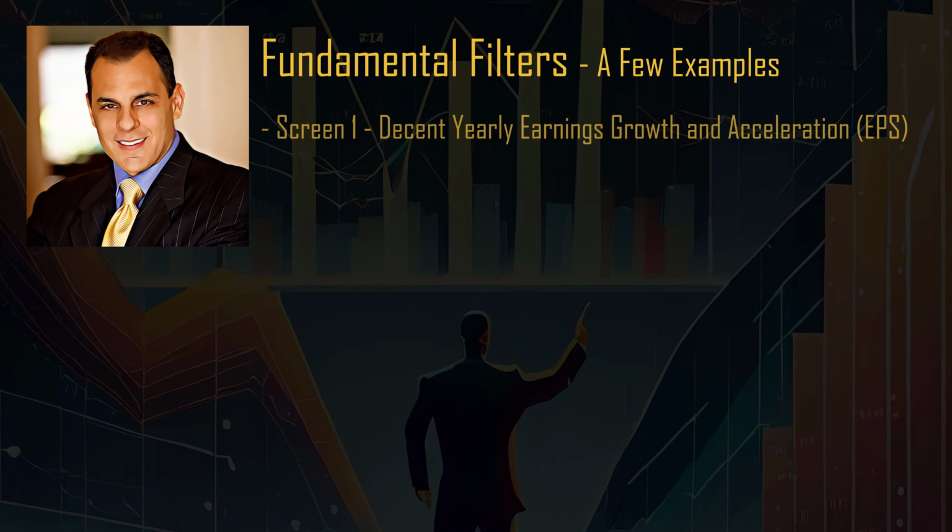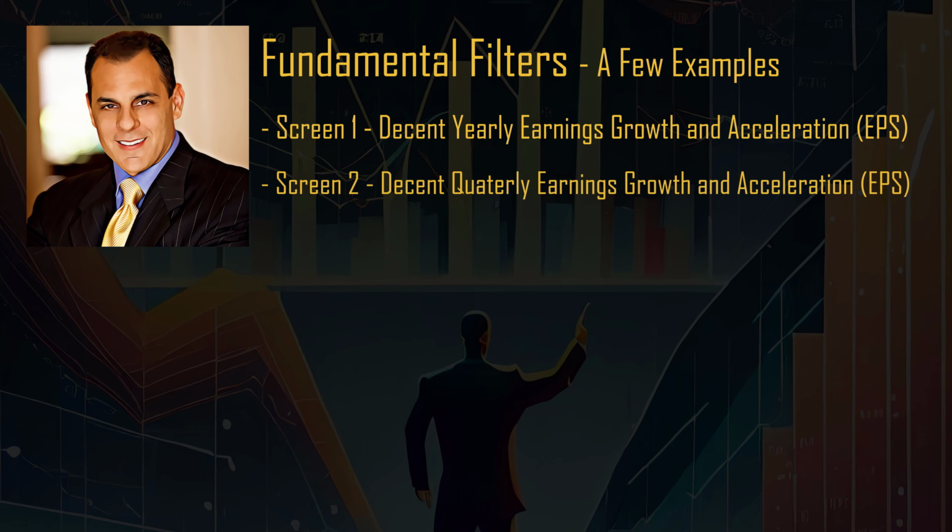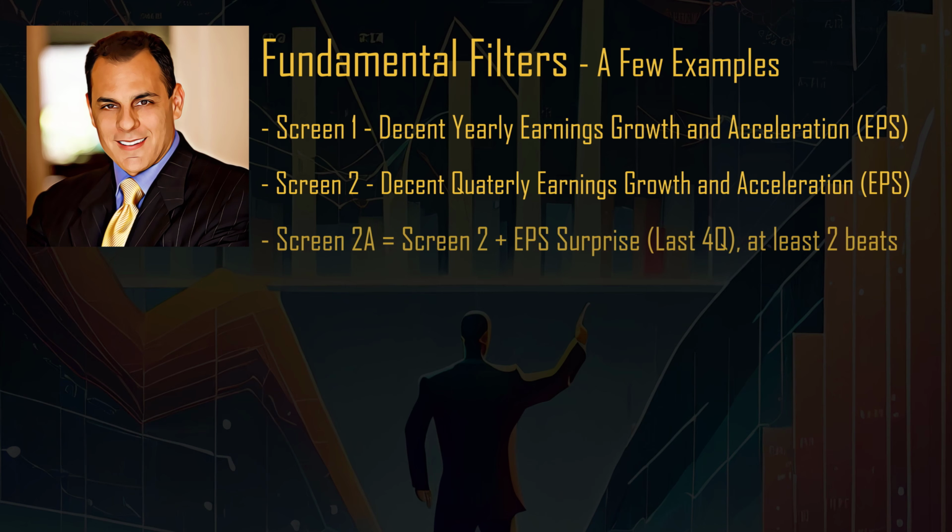So the basic screen 1, this filter focuses on annualized earnings per share growth, and this must be at least 15% annually for the past 3 years, and it must also have accelerated in the last full year. The basic screen 2, on a quarterly basis, earnings per share must have increased by at least 25%, and growth must also have accelerated over the last 2 quarters. Then the screen 2A is the same as the basic screen 2, but there is an earnings per share surprise, at least 2 in the last 4 quarters.